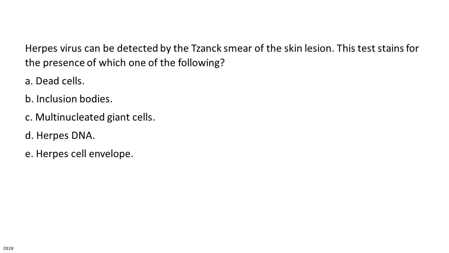Herpes virus can be detected by the Tzanck smear of the skin lesion. This test stains for the presence of which one of the following? A. Dead cells. B. Inclusion bodies. C. Multinucleated giant cells. D. Herpes DNA. E. Herpes cell envelope.